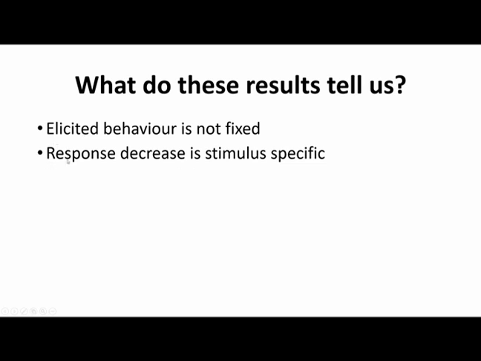The one that I focused on already, that response decrease is specific to the stimulus that they were habituated to. So it was specific to lime juice and not lemon juice. But also it shows us something even simpler than that: our elicited behavior, that salivary response, isn't fixed. Even though it does happen naturally, it's elicited by our environment and we don't necessarily control it, it can be changed with experience, which is really, really cool.